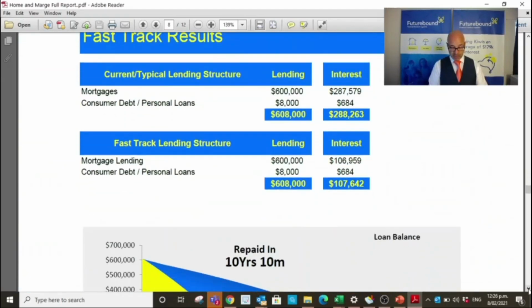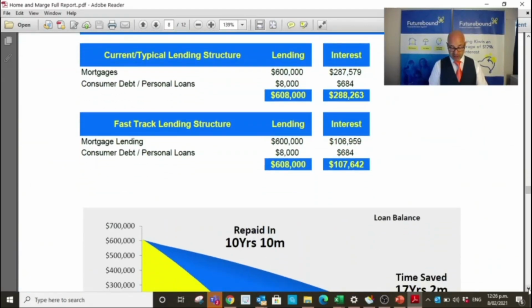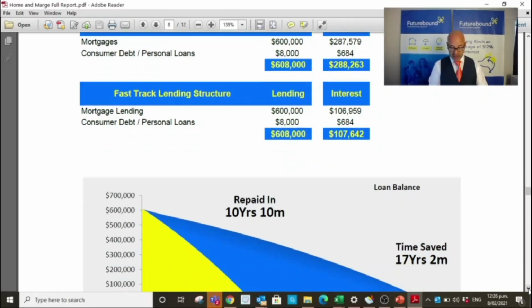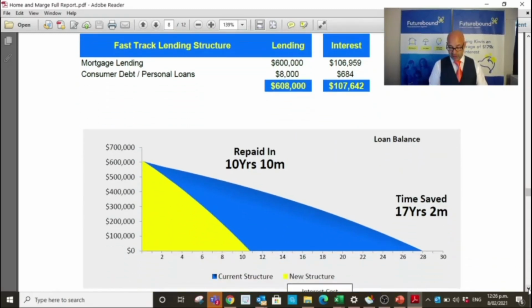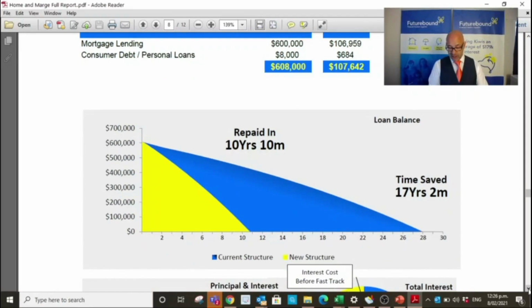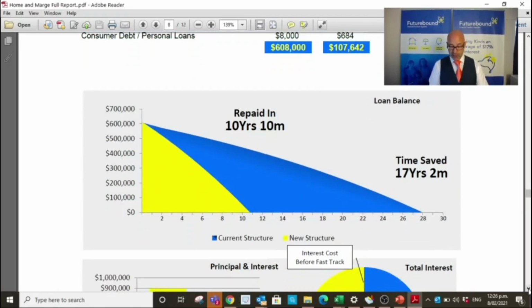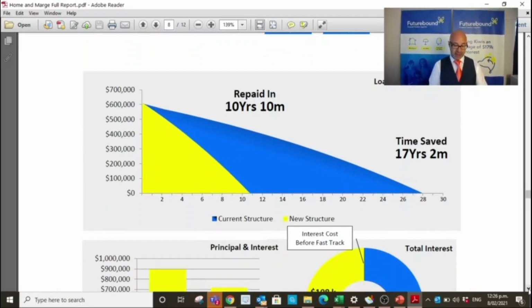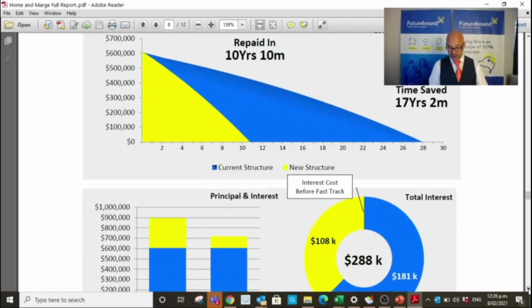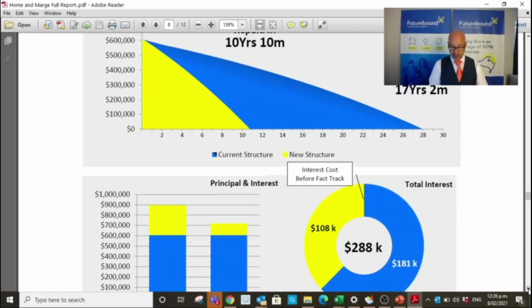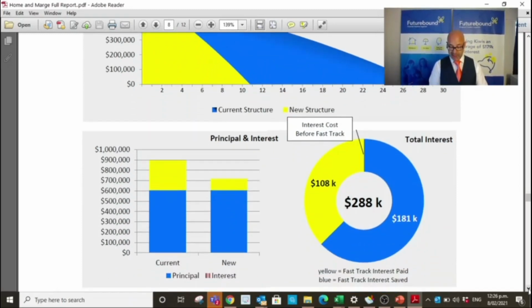Okay, and then if we go to the next page, we've got their fast track results, and we've got here the graph that shows you what result they could have. So basically you can see that they had 28 years to go, and they've got the ability now to get freehold in 10 years and 10 months. And if we look at the round graph at the bottom there, we've got interest savings of 181,000, because blue equals interest saved and yellow equals the interest that they are still going to pay.